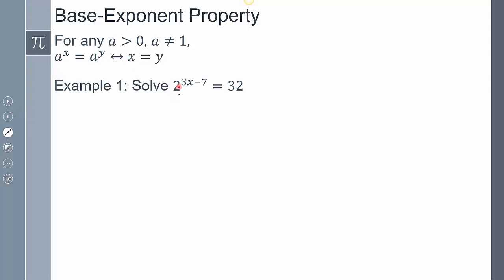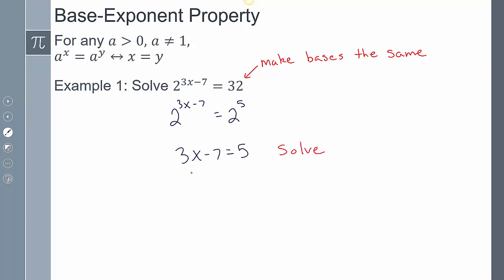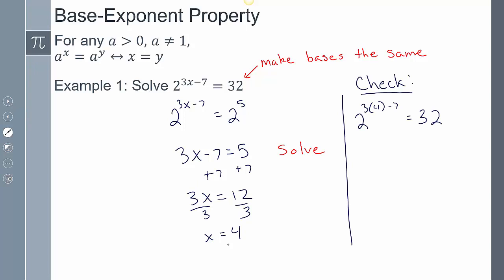So in this one, 2 to the 3x minus 7 equals 32. Using this property, I want to try and make my bases the same. And so I can rewrite that 32 as 2 to the 5th power. Now that my bases are the same, I can say my powers equal each other. So from there, all I need to do is solve. I can add 7 to both sides, divide both sides by 3, and so I'm going to get the value x equals 4.